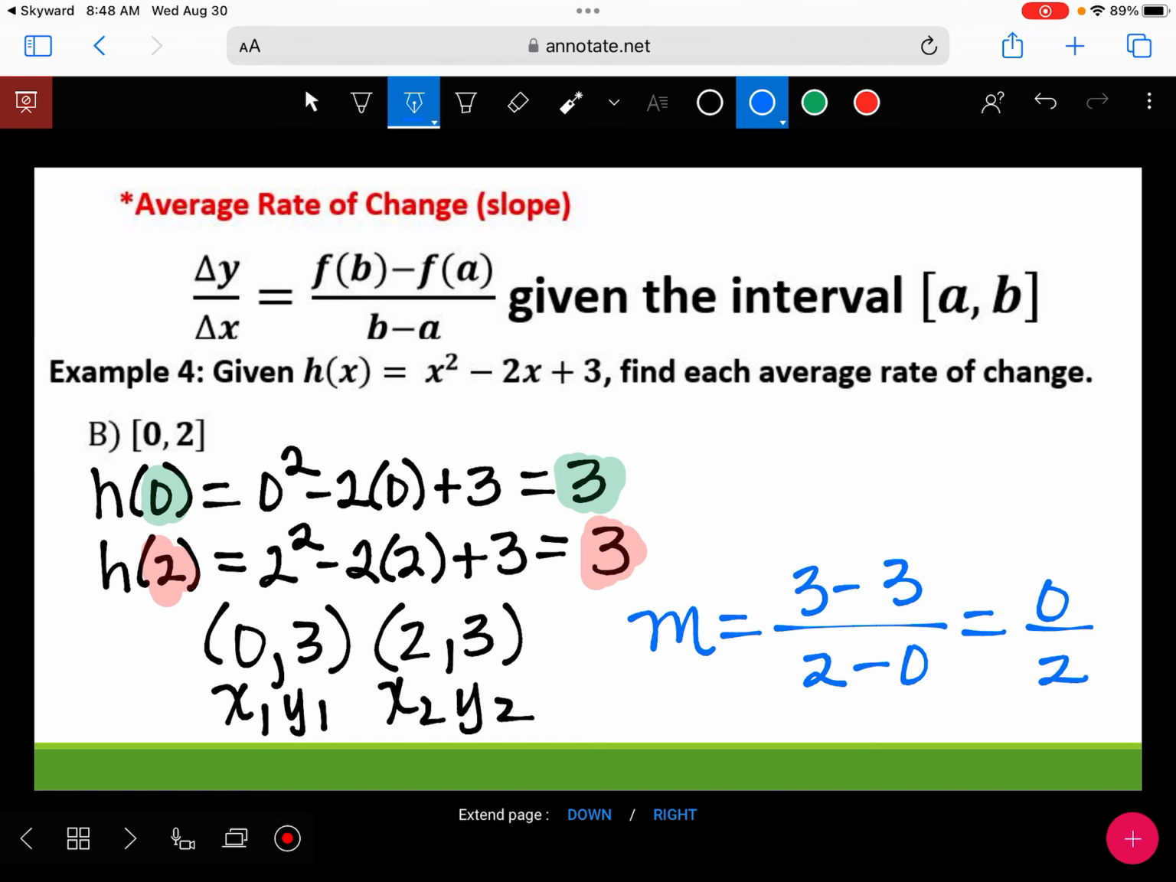So my rate of change, or my slope, is 0. It means it's constant. Good. So that's a constant interval. What I have highlighted in blue would be your final answer.